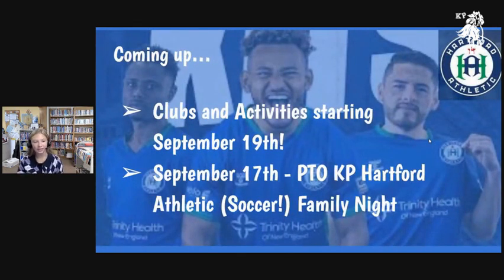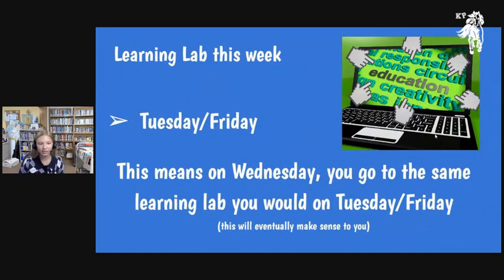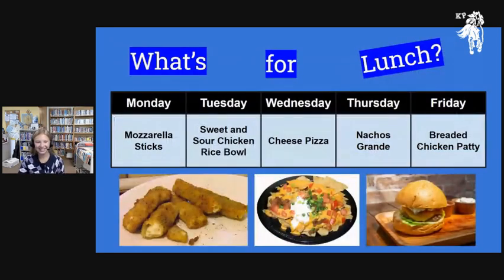This week and next week are when clubs and activities are starting. They start September 19th, and September 17th is the PTO KP Hartford Athletic Soccer Family Night. We can't wait to see all your wonderful faces there. Learning Lab this week is a Tuesday-Friday. This means on Wednesday, you go to the same Learning Lab you would on Tuesday-Friday. This will eventually make sense too, don't worry.